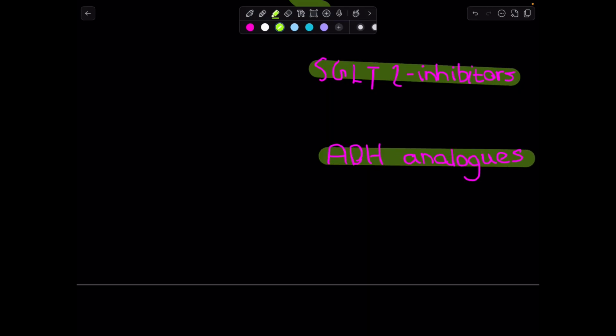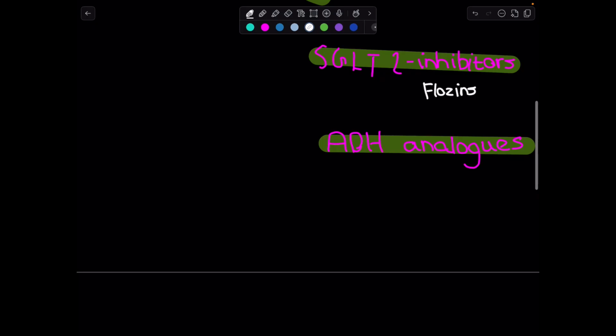SGLT2 inhibitors, flozins. SGLT2 inhibitors like empagliflozin and dapagliflozin lower blood glucose in diabetic patients by blocking sodium glucose cotransporter 2 in the kidneys, preventing glucose reabsorption and increasing urinary glucose excretion. They also reduce kidney stress and protect against diabetic nephropathy by lowering glomerular pressure, but may cause urinary tract infections or dehydration as side effects. Their flozin suffix reflects their chemical structure and role in glucose flux.